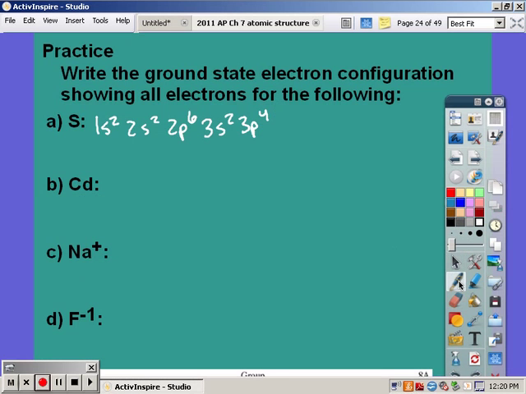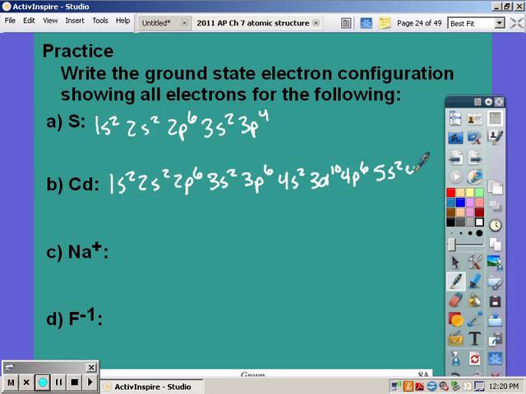Try cadmium on your own. Restart when you have it done. Cadmium, you should have gotten 1s2, 2s2, 2p6, 3s2, 3p6, 4s2, 3d10, 4p6, 5s2, and 4d10.